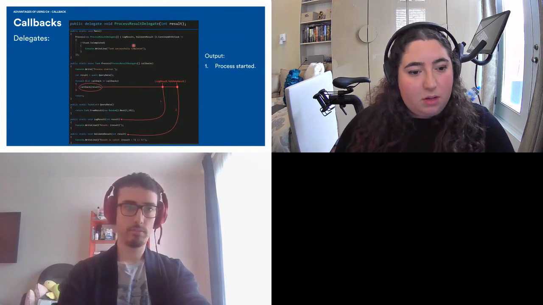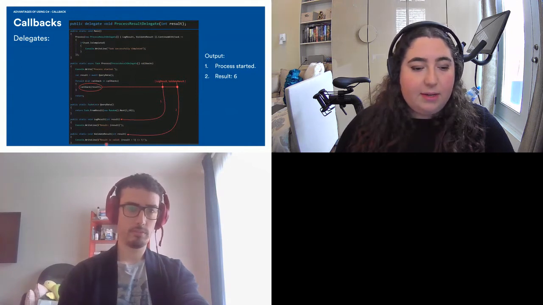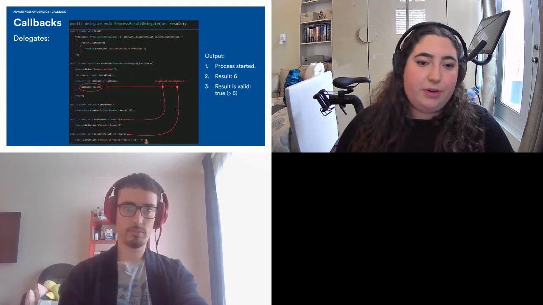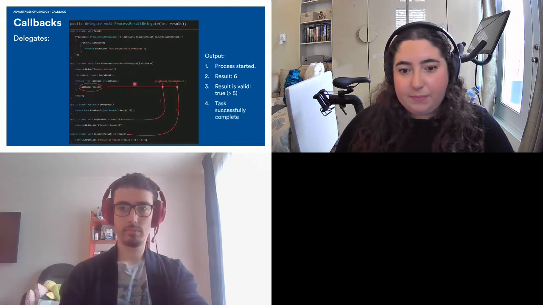So we call log result, which writes to the console, result 6. And then it calls our second callback, which is validate result. And so result is valid, true, because it is greater than 5. And then we have our continue with, our task is completed. So it writes task successfully completed.